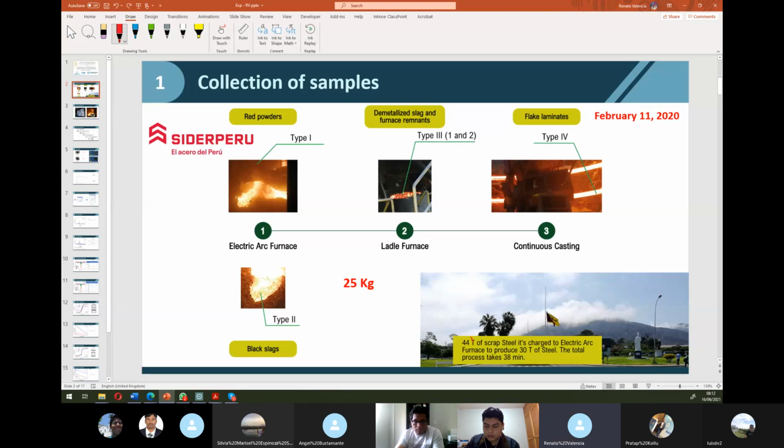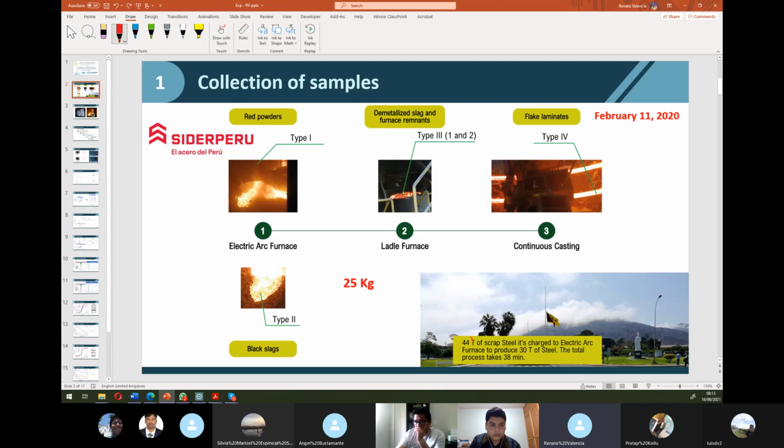The vapors leaving the furnace, which are then trapped by a filtering system, represent the red powders, or type 1 sample, and the slag that remains at the bottom of the furnace is the black slag, which is the type 2 sample.